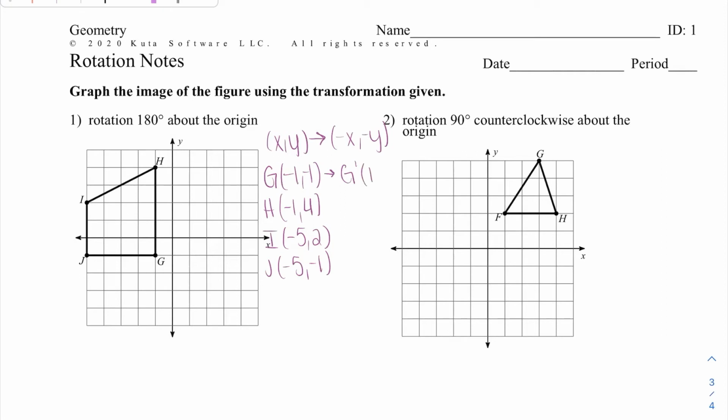So the new G will become the point (1, 1). The new H will become (1, -4). Remember, change the sign of both of them. I will become (5, -2). And the new J will become (5, 1). Next, plot these points.